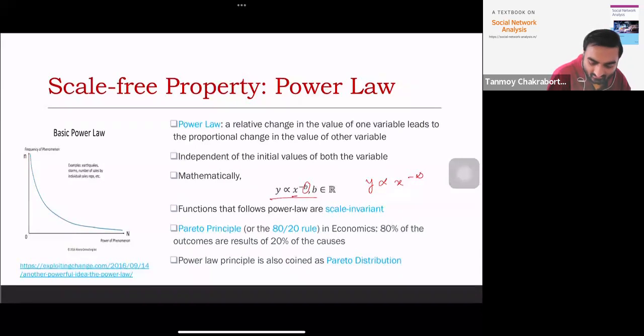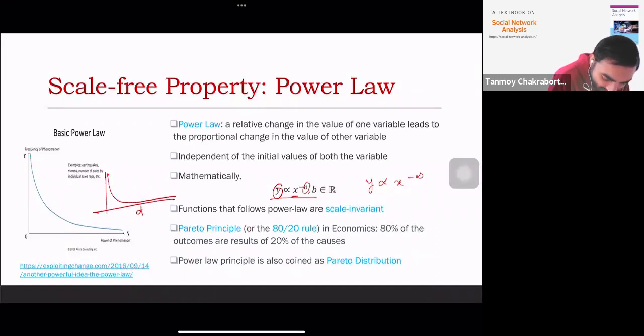For example, if you scale x by c, the resultant function would be proportional to y. So it basically scales up or scales down, but the functional form will remain the same. We have seen graphs like this, where the x-axis is the degree k and the y-axis is p_k.